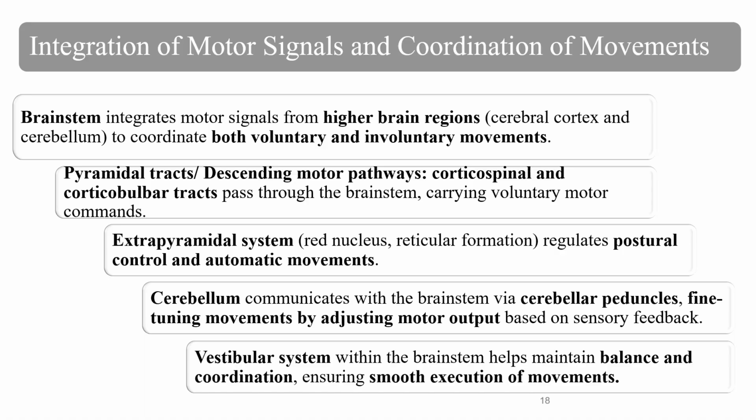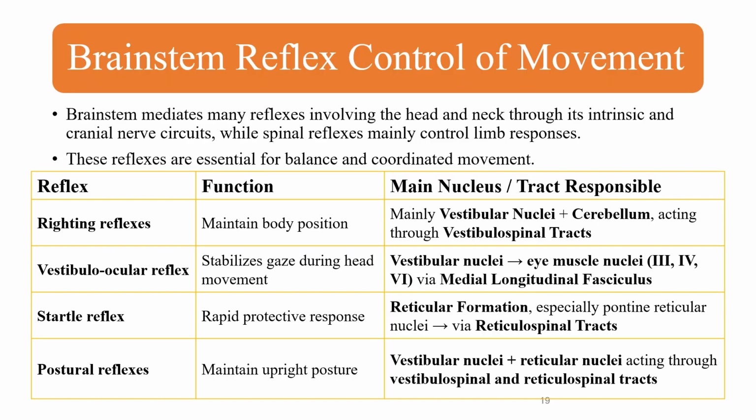So in this way you can see that the brainstem is associated with the different parts of the central nervous system, so that's why it's responsible for the integration of the motor signals and coordination of nearly all the movements. There is another part that is very important and it includes the brainstem reflex control of the movement. Remember, there is another type of reflex movement that is controlled via the spinal cord, but there are certain reflexes that are also controlled through the brainstem. These reflexes are essential for the balance and coordinated movement.